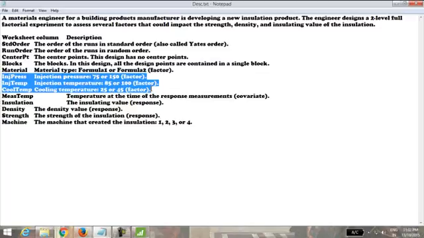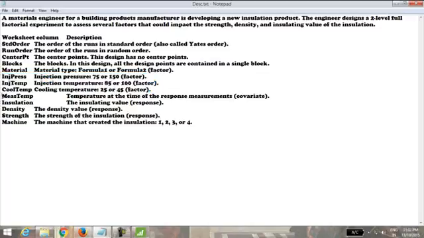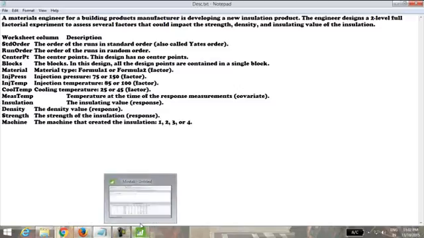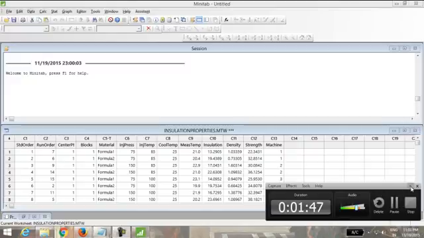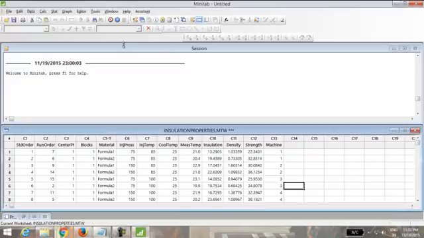So we would look at these, and we have measuring temperature, which is given as a covariate. Insulation, density and strength, which are the resultants, are the response values, and the machine that creates the insulation is again a variable. Okay, and now we would look at the data again, and what we're going to do is analyze this design of experiments. So firstly we'll have to define it.